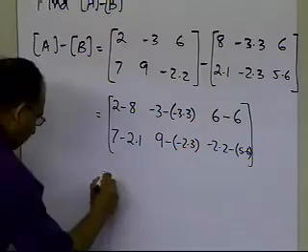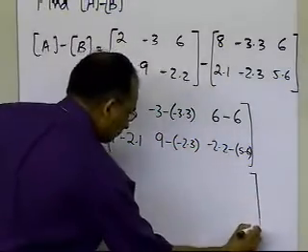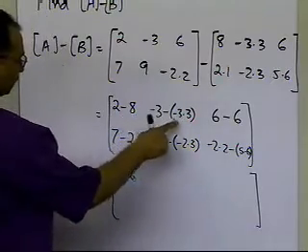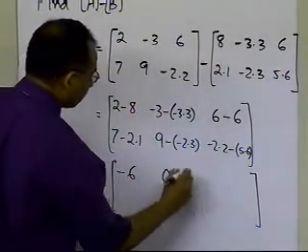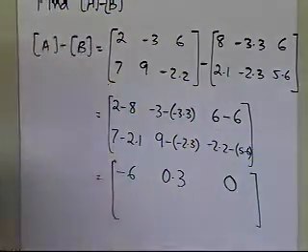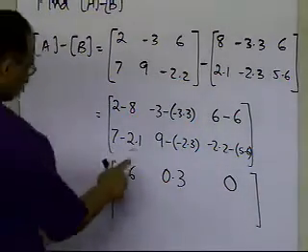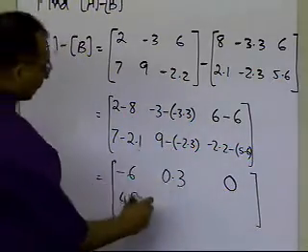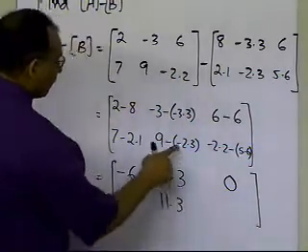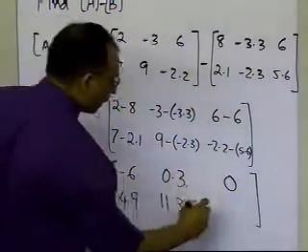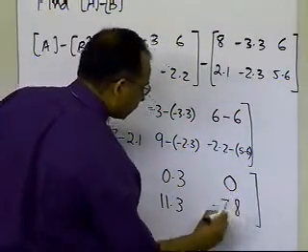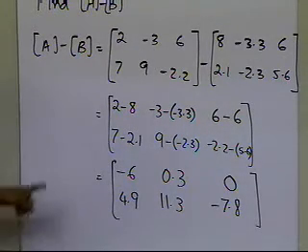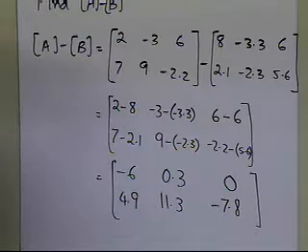And this will result in, now I have to do the arithmetic operations here. This will give me minus 6. This will give me minus 3 plus 3.3, which is 0.3. That will give me 0. 7 minus 2.1 is 4.9. And this one will give me 11.3, because minus minus becomes plus, and this becomes minus 7.8. So that's the resulting matrix by subtracting the two matrices.